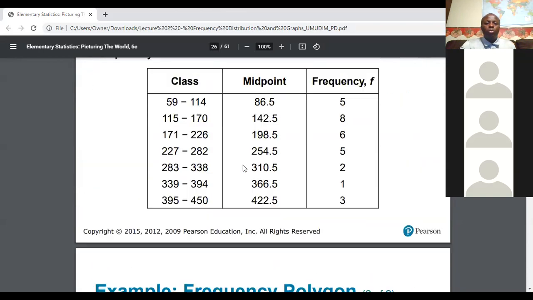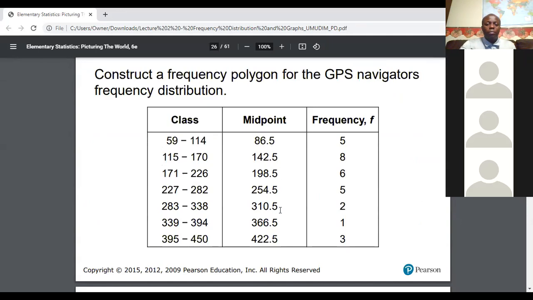For the frequency polygon, we plot the midpoint against the frequency. For the histogram, we use the class interval against the frequency, but for the frequency polygon, we plot the midpoint against the frequency. I showed you how to get the midpoint: you add these two numbers and divide by two. You add these two, 115 plus 170, and the answer you get, you divide by two to get this one. So when you plot these two against each other, you get the frequency polygon.